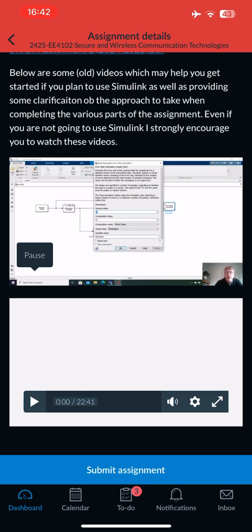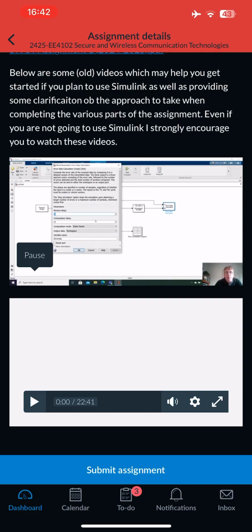Okay, now we can leave most of these alone. The one we do want to change, however, is this output data. This particular parameter describes where the results are actually stored. So our error rate calculator will, as the name suggests, calculate the error rate. By default, it outputs that calculated value, and that's not the only value, we'll come to that in a second, to the workspace. So basically, it'll create a variable in MATLAB which contains the results of the calculation.